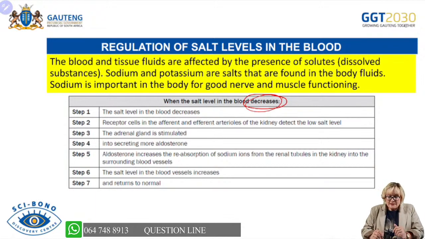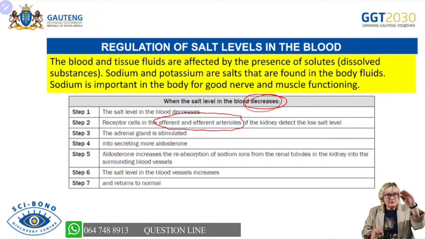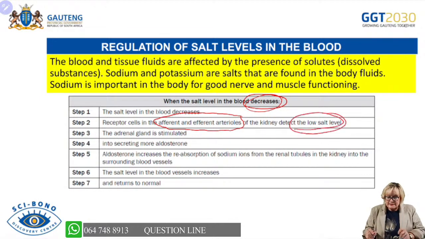The receptor cells in the afferent and efferent arterioles, that is part of your kidney. So you must know, if you look at the nephron, where's the afferent arteriole? That's the one that's bringing the blood. And where's the efferent arteriole? That's the one that's taking the blood away from the nephron again. The afferent and the efferent arterioles in the kidney detect the low salt level. So that is basically your receptors that are stimulated.